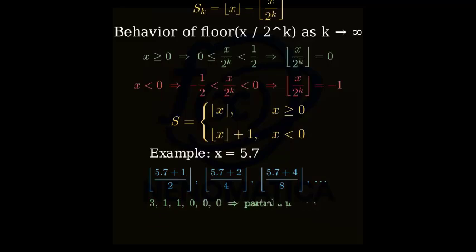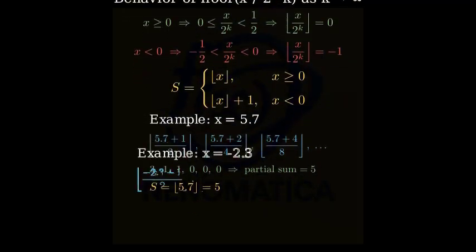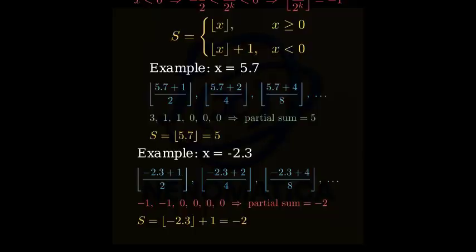Example 1. x equals 5.7. We compute the first few terms and add them. The sum equals floor of x, which is 5. Example 2. x equals -2.3. The partial sum stabilizes at floor of x plus 1, which is -2. These checks match our formula perfectly.